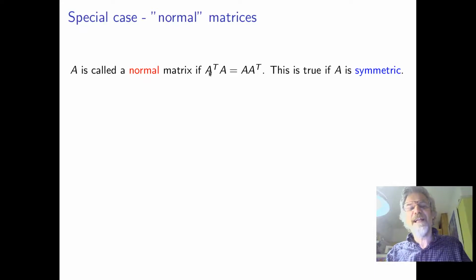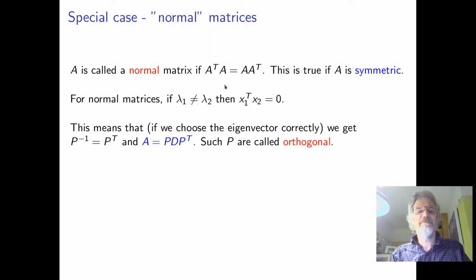Usually A transpose A and A A transpose are quite different. If A is symmetric, of course, A transpose equals A, and they're both just A squared, right? So normal is just a little bit more general than symmetric, and is a handy property. So it turns out for normal matrices, if the eigenvalues are different, then the eigenvectors corresponding to those eigenvalues are orthogonal. So we knew that was true for symmetric, but it's a little bit more general.